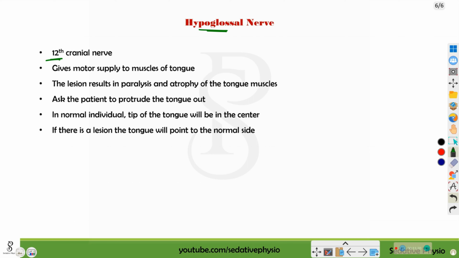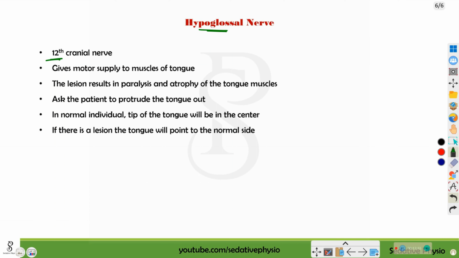So don't confuse the hypoglossal nerve with the glossopharyngeal nerve. The glossopharyngeal nerve is sensory in nature, but the hypoglossal nerve is motor in nature. The glossopharyngeal nerve is responsible for the sensation of taste to the posterior one-third of the tongue. But the hypoglossal nerve gives the motor supply to the muscles of the tongue.